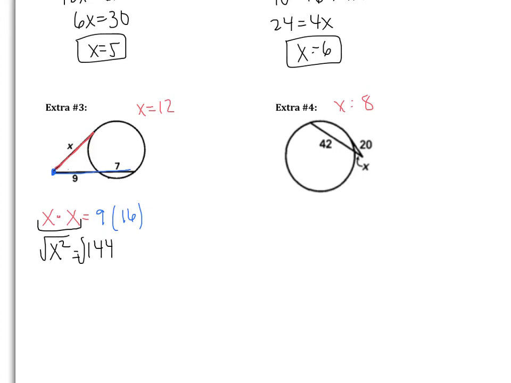Now we need to take the square root. Remember that when you take a square root, you get a positive and a negative answer. So I'm going to get positive and negative 12, because the square root of 144 is 12. Now looking at our figure, the negative 12 doesn't make sense. I can't have a negative 12 length. So we just stick with x equals positive 12.